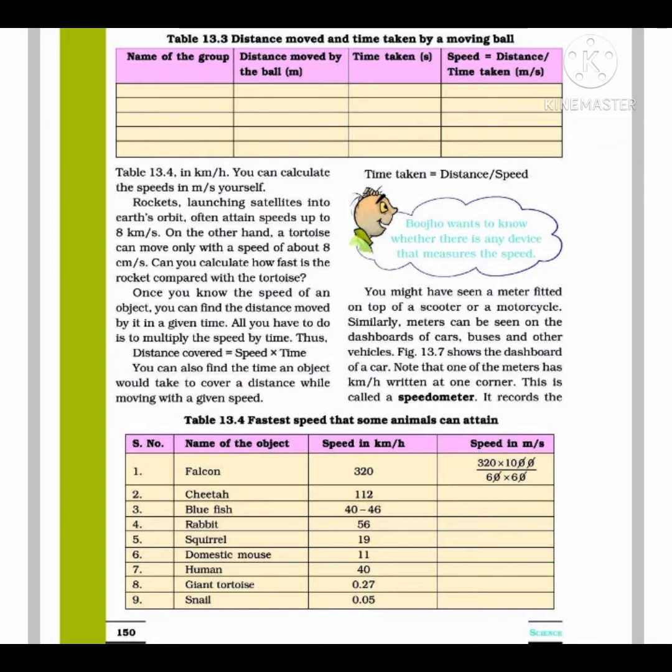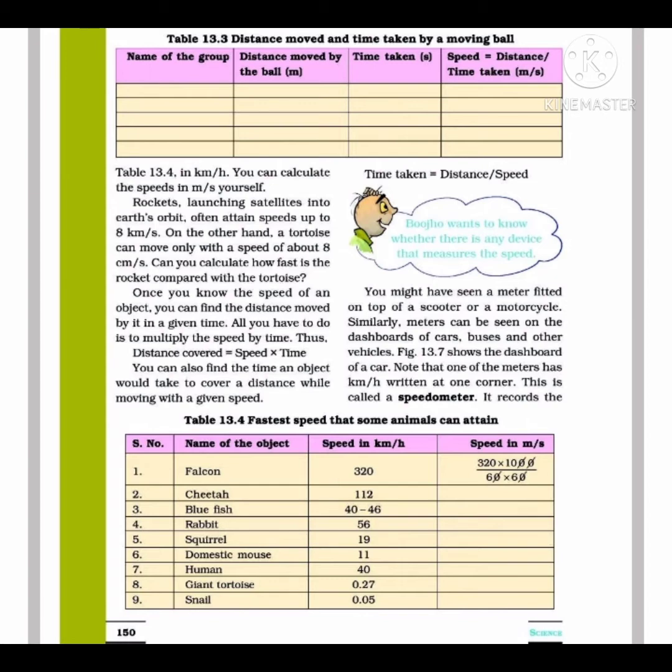But in case of the speed of a vehicle, bus, car, or any other kind of vehicle, can we use this unit, meter per second? No, it's not convenient for us. At that time, we use the second one, that is kilometer per hour. So in the next table, you can see the fastest speed that some animals can attain. Here the speed is given in kilometer per hour. Then in the next column, you have to convert the speed into meter per second.